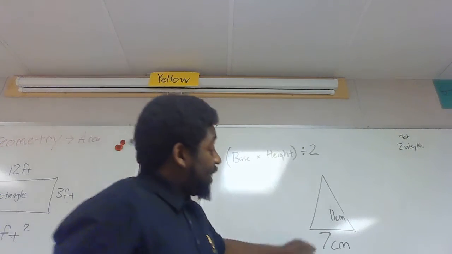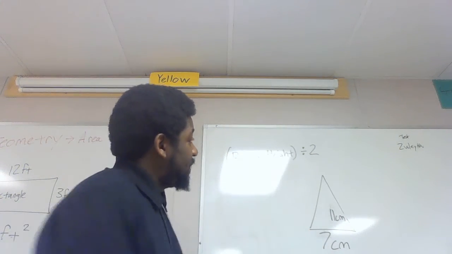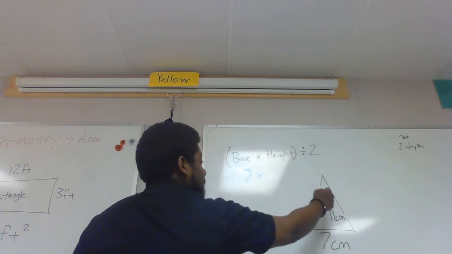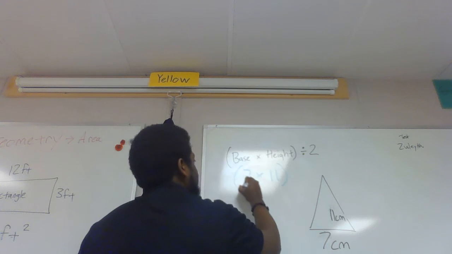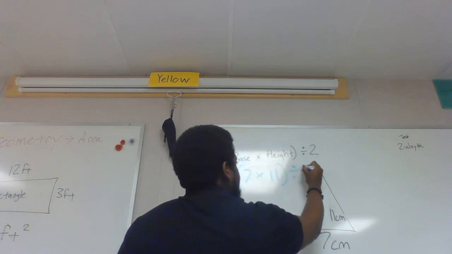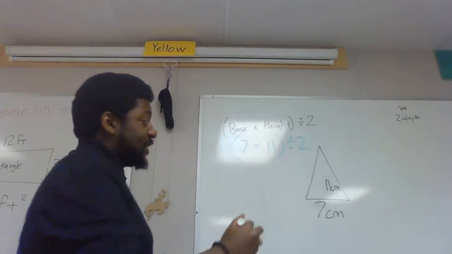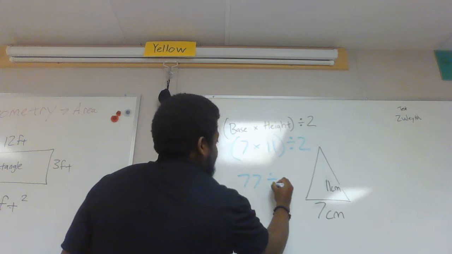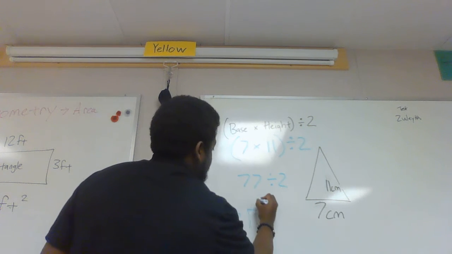So my base is still the bottom. Remember, base should be flat. 7 times my height is 11. Then I divide by 2. 7 times 11 is 77. And then we do 77 divided by 2 to get our answer.